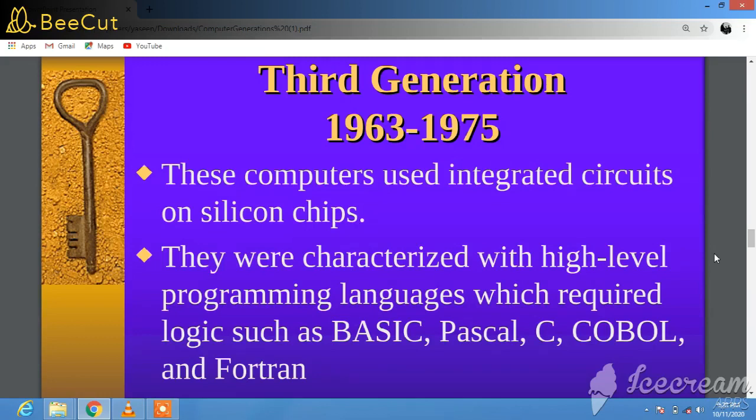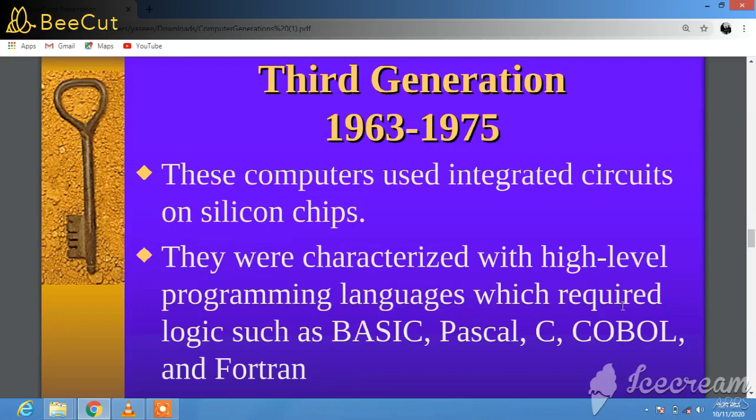They were characterized by high-level programming languages which required logic, such as BASIC, Pascal, C, COBOL and Fortran. BASIC stands for Beginner's All-Purpose Symbolic Instruction Code. It is an easy to use high-level programming language. Pascal is another programming language, named after the 17th century mathematician Blaise Pascal. C is also a high-level programming language developed by Bell Laboratories. And COBOL stands for Common Business Oriented Language. It was released in 1960.